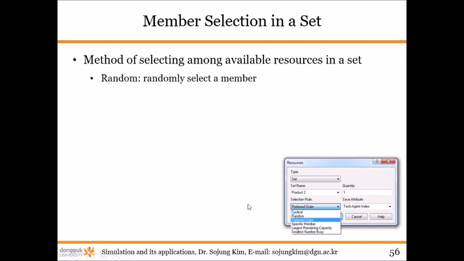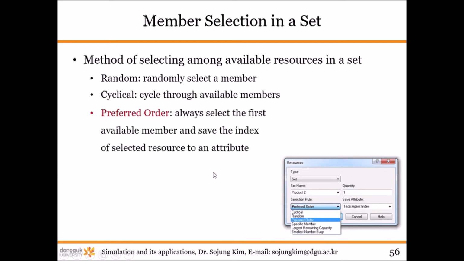Random: if you choose random, you can select the member or resource randomly. If you choose cyclical, the selection will happen according to the sequence, just cycling through the available members. Preferred order: always select the first available member and save the index of the selected resource to an attribute, like tech agent index. That's why we used preferred order previously, right? And then specify member: assign a specific member to an entity.